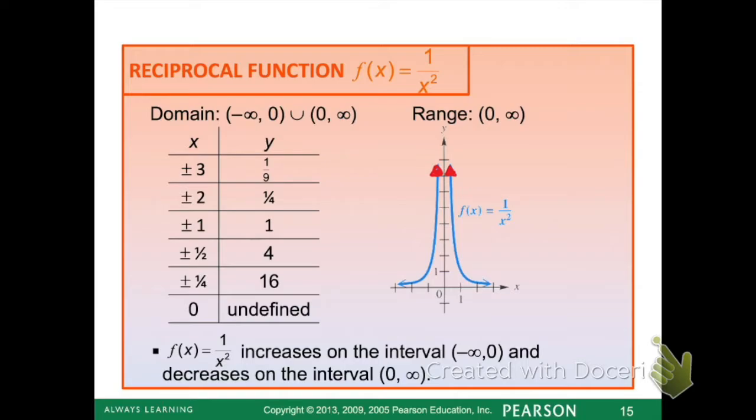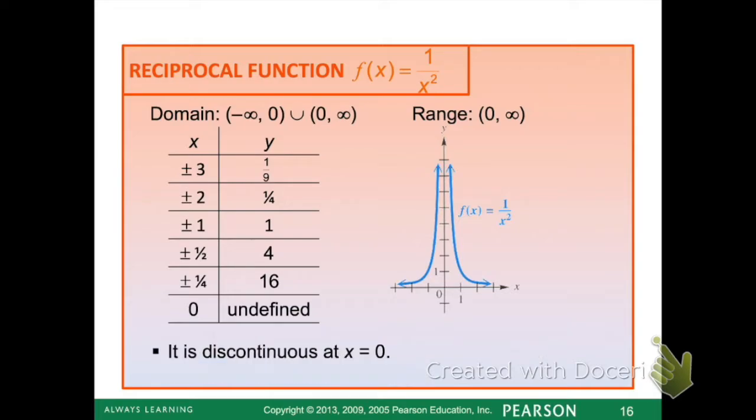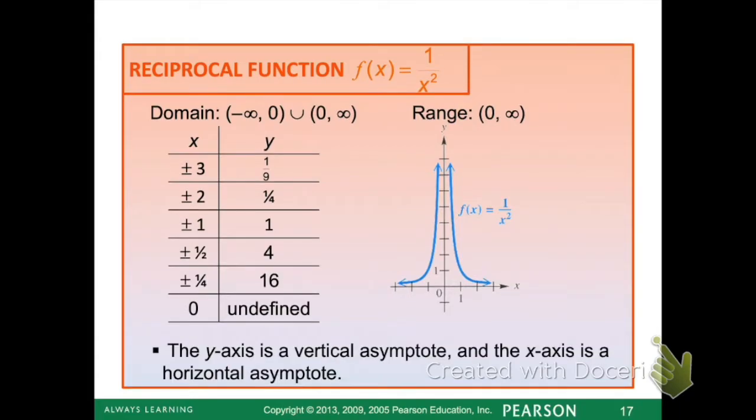So we're not defined on 0 because, again, it's an asymptote. And then our range this time is just from 0 to infinity, since both arrows are going up. This graph increases on the interval from negative infinity to 0, but it's decreasing from 0 to infinity. Again, my graph is discontinuous at 0 because that's where my asymptote is. And the y-axis is our vertical asymptote, and the x-axis is our horizontal asymptote.